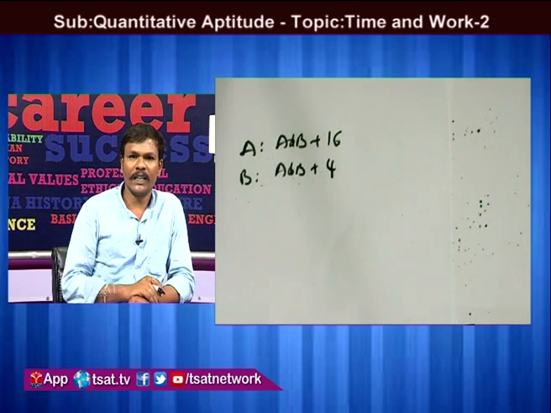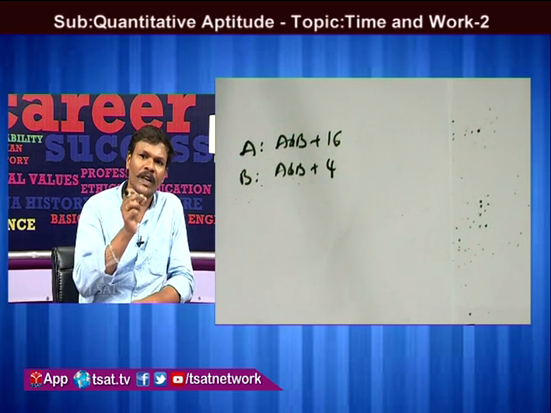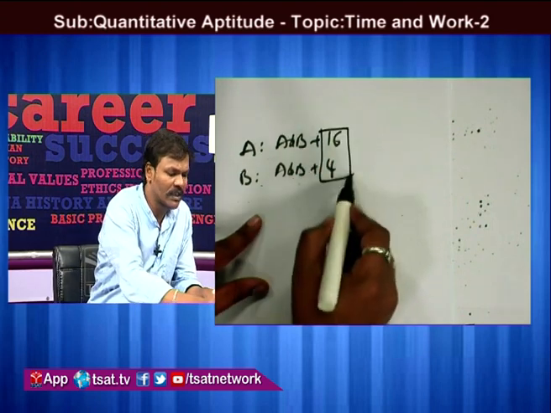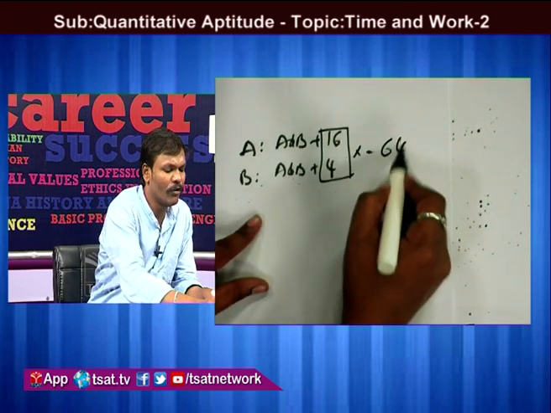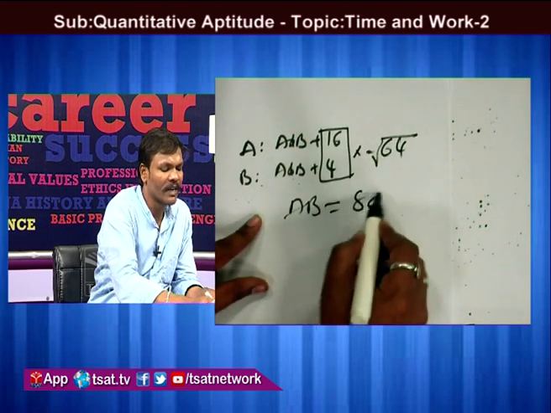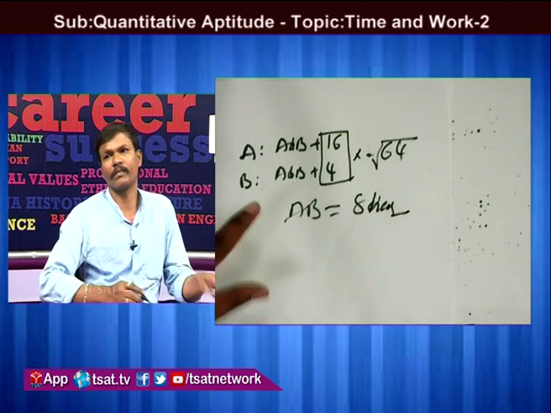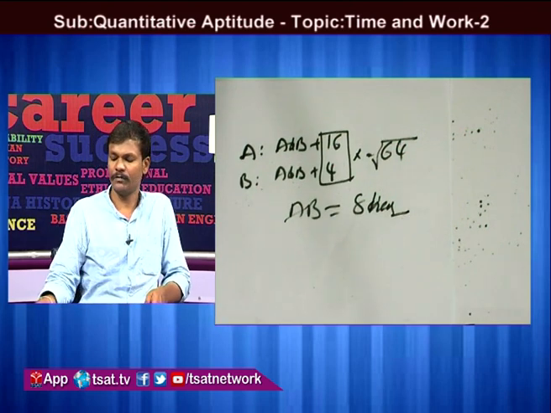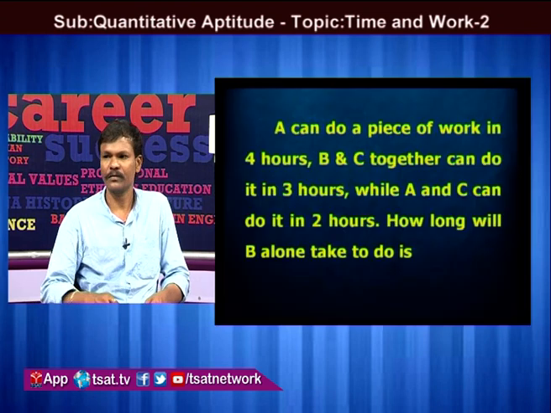When we compare the working hours of A with A and B, A and B take more time. This is what we have: the more times, 16 times 4 is 64, whose root is 8 hours for the value of A and B. Simple. A and B, 8 hours. Okay, clear, right. Next one, move on to the next question.